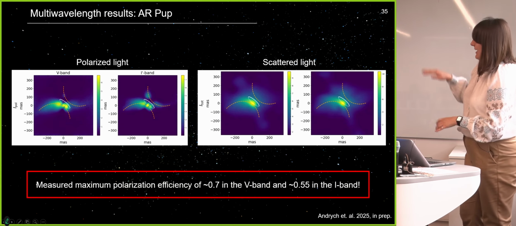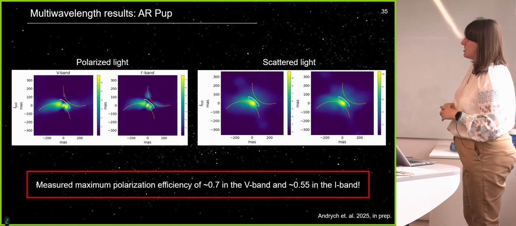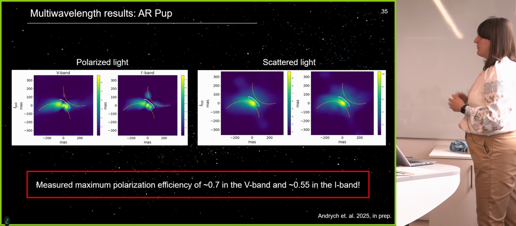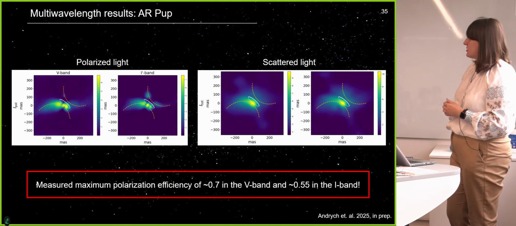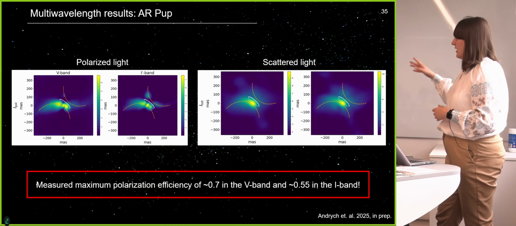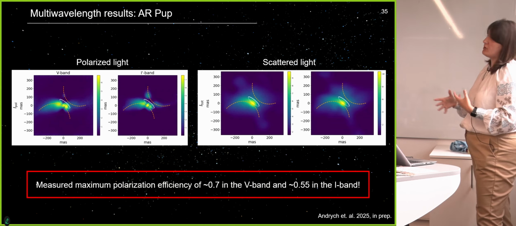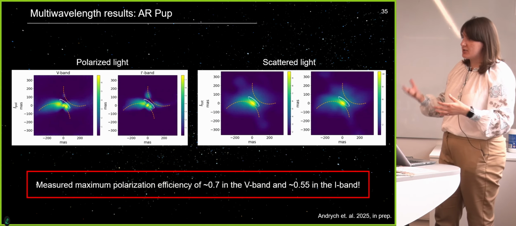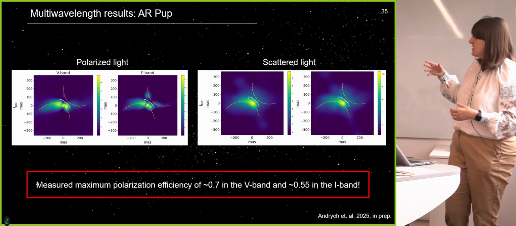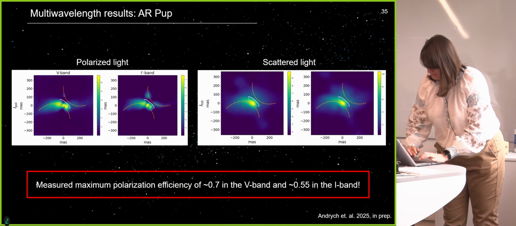Having both the scattered light images and polarized light, we were able to directly measure the maximum polarization efficiency for this target and for dust on the surface, and we found it to be around 70% in the V band and 55% in the I band. And this is important for further modeling of what dust composition is consistent with this efficiency of polarization and also with the distribution of the brightness that we have for these targets.